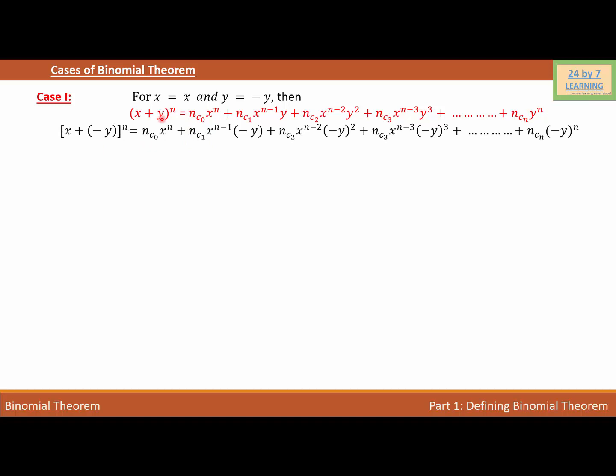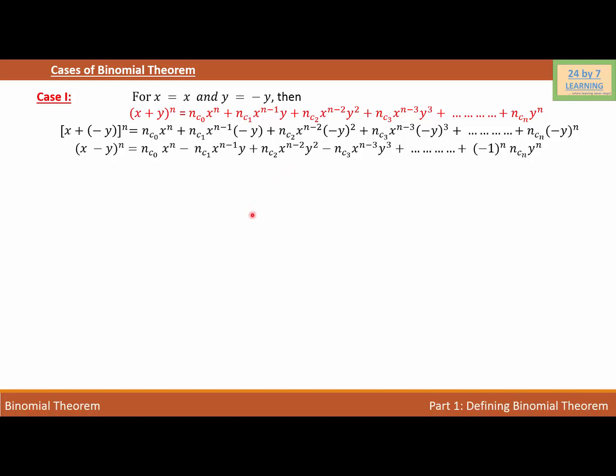So I'm replacing y with negative y, and if we do that, our expression will become nC0 x^n + nC1 x^(n-1) (-y)^1, which is basically negative y, + nC2 x^(n-2) (-y)^2. It keeps going, and the last term is nCn (-y)^n. And if we further simplify, we will get this expression. Basically we are substituting the value of y as negative y in the binomial theorem, which is this theorem, and simplifying the expression.